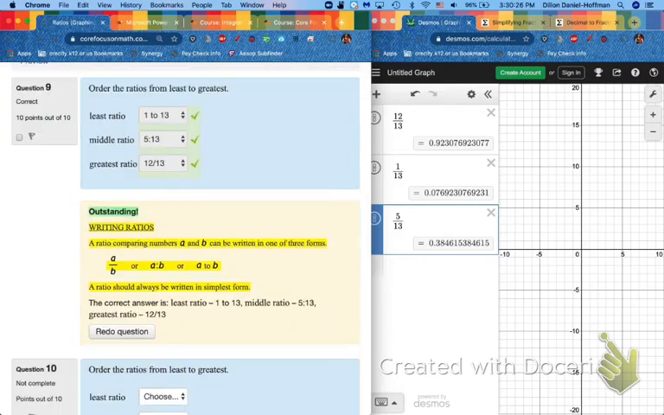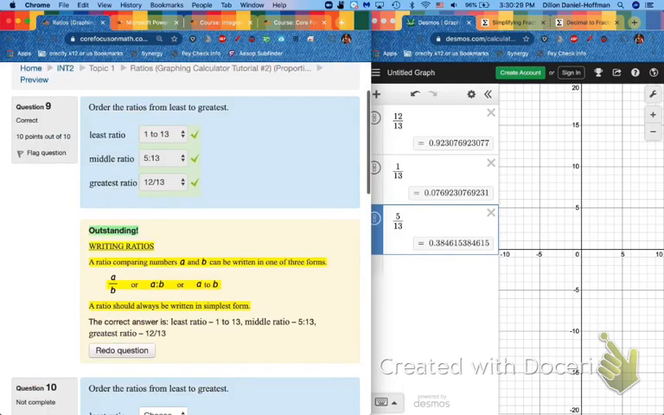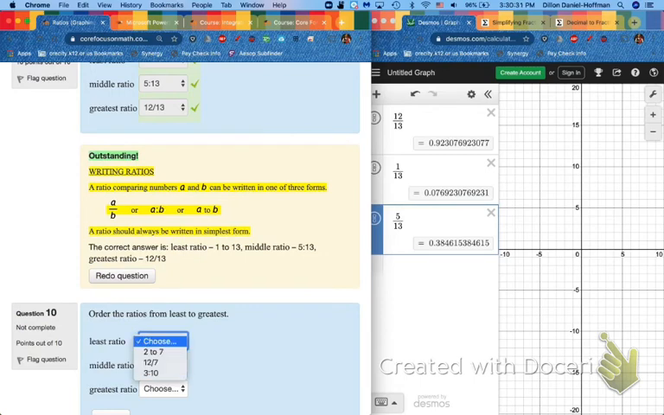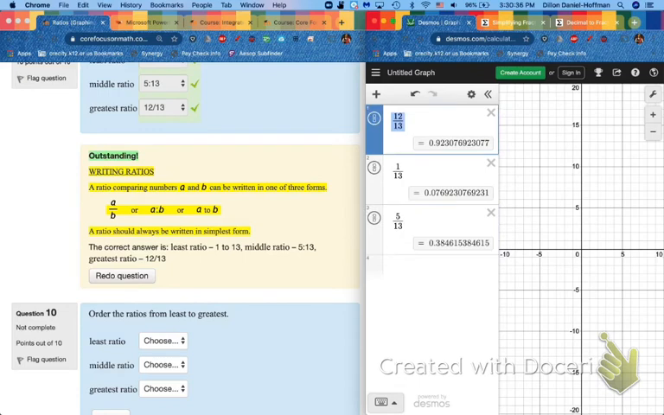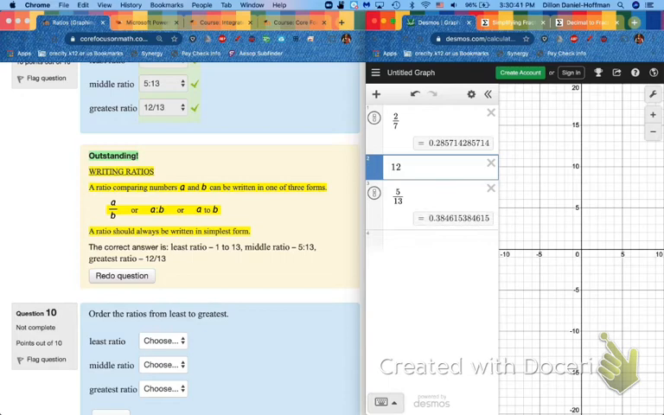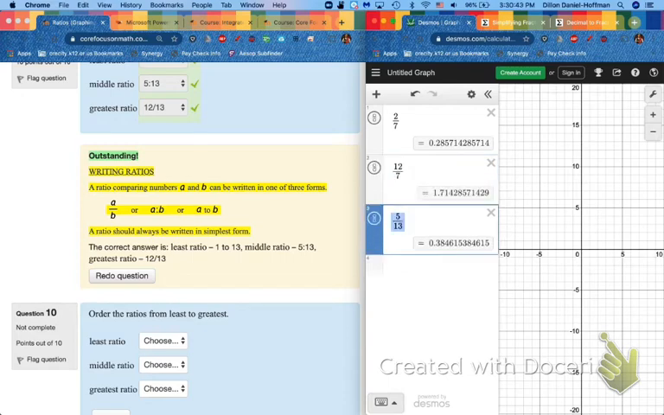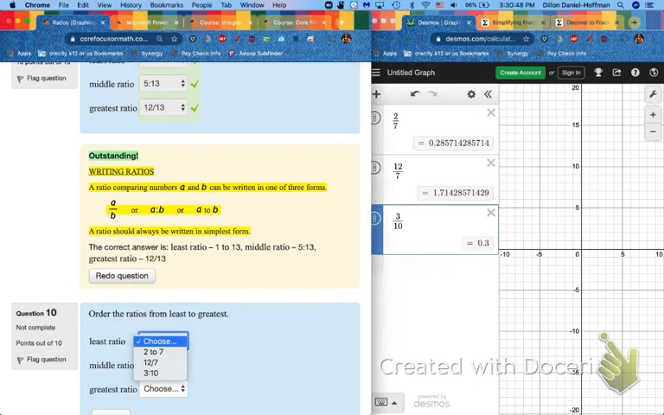And this really comes in handy with the next one. Because now we're doing 2 over 7, 12 over 7, and 3 over 10. So we've got 2 over 7, 12 over 7, I believe. And I think it said 3 over 10. Let's check. 2 over 7, 12 over 7, 3 over 10. Yep. So this is 30 cents, $1.71, and 28.5 cents. So these two are close, but 30 cents is still more than 28 cents.